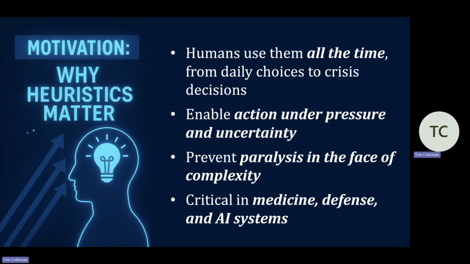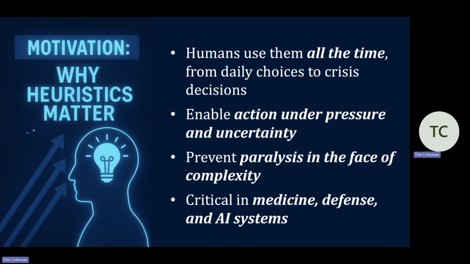So imagine, if you will, you're a medic in a mass casualty scenario. You arrive on scene and there are 20 patients spread out in front of you. Some are unconscious, some are screaming, some are walking around dazed. You don't have lab tests. You don't have time for detailed vitals. You have minutes, maybe seconds, to decide who gets care first. Full deliberation is impossible. So what do you rely on?